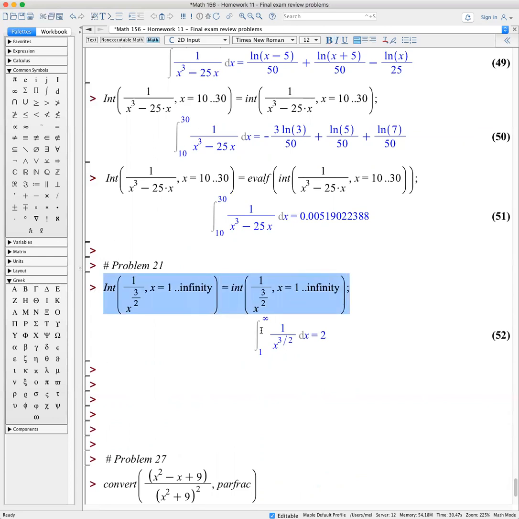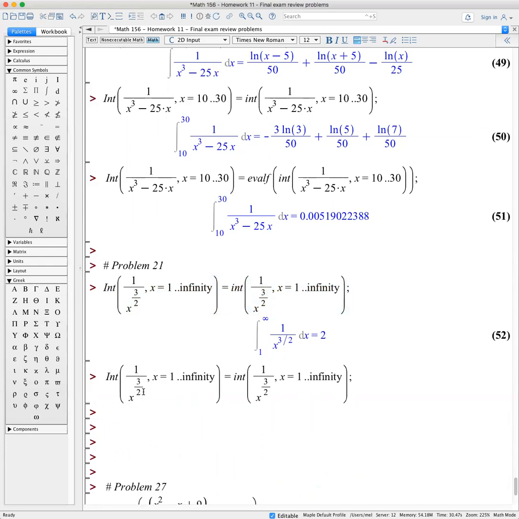And if you have the same problem but with an exponent of 2/3, if this exponent is less than 1, this integral should diverge. It's infinity. Problem 22, compute the area of an ellipse.